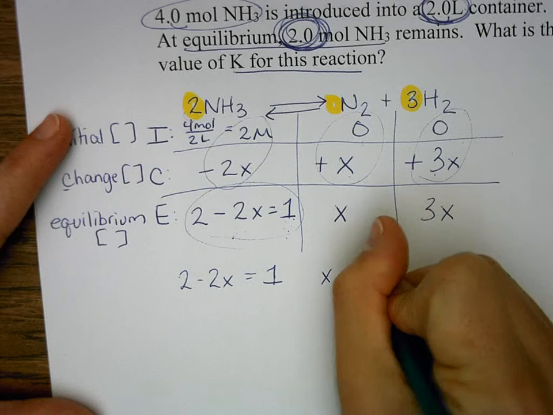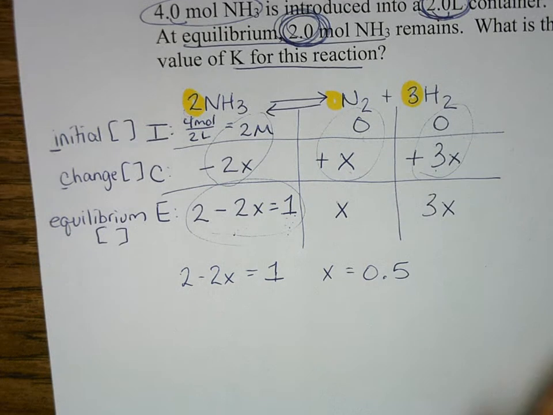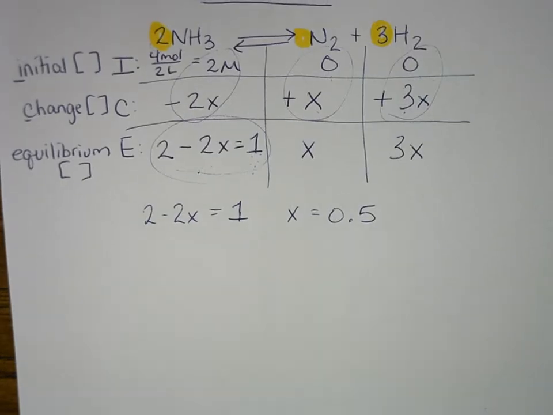You should be able to solve for that. X is equal to 0.5. The question is asking me to solve for k. What is the value of k in this reaction?